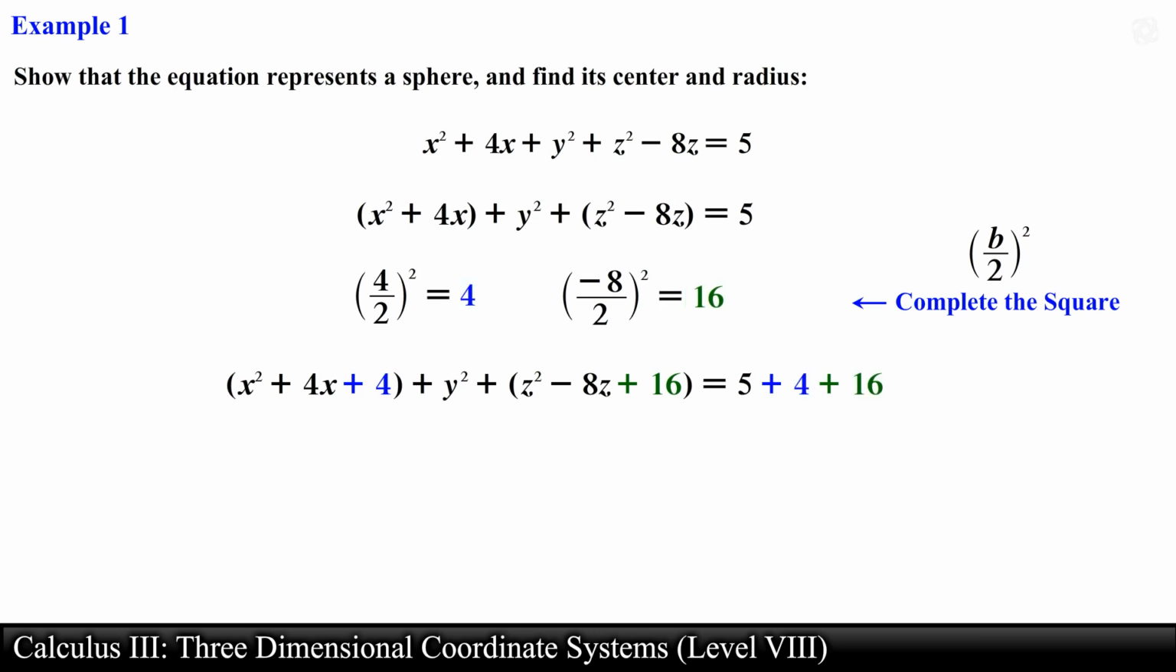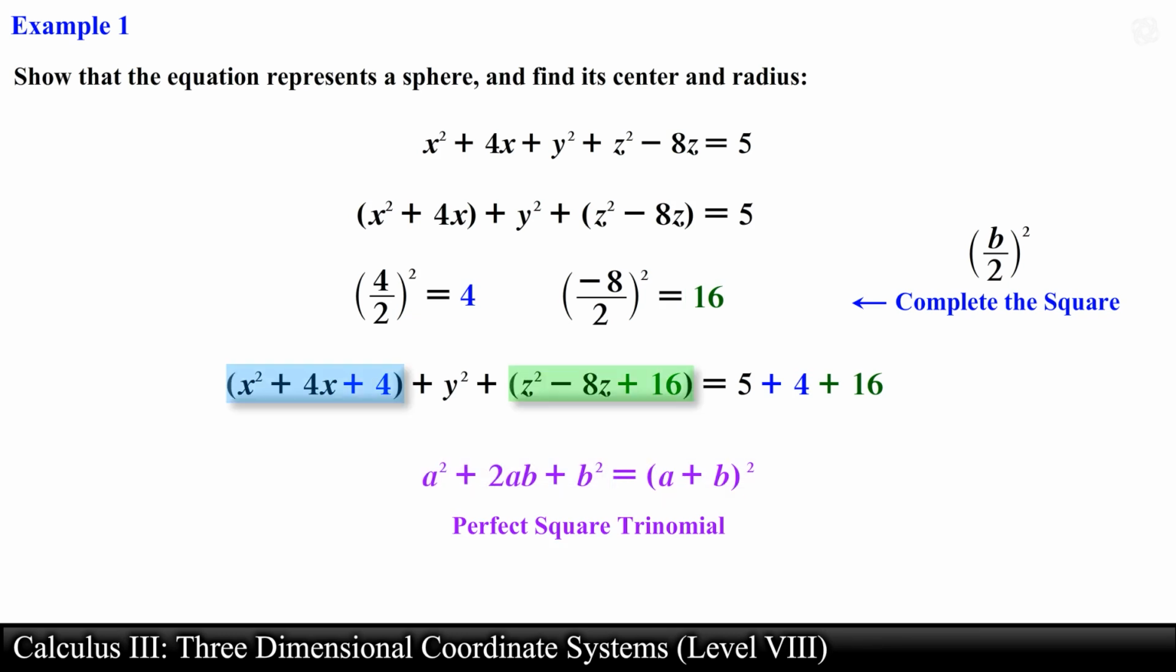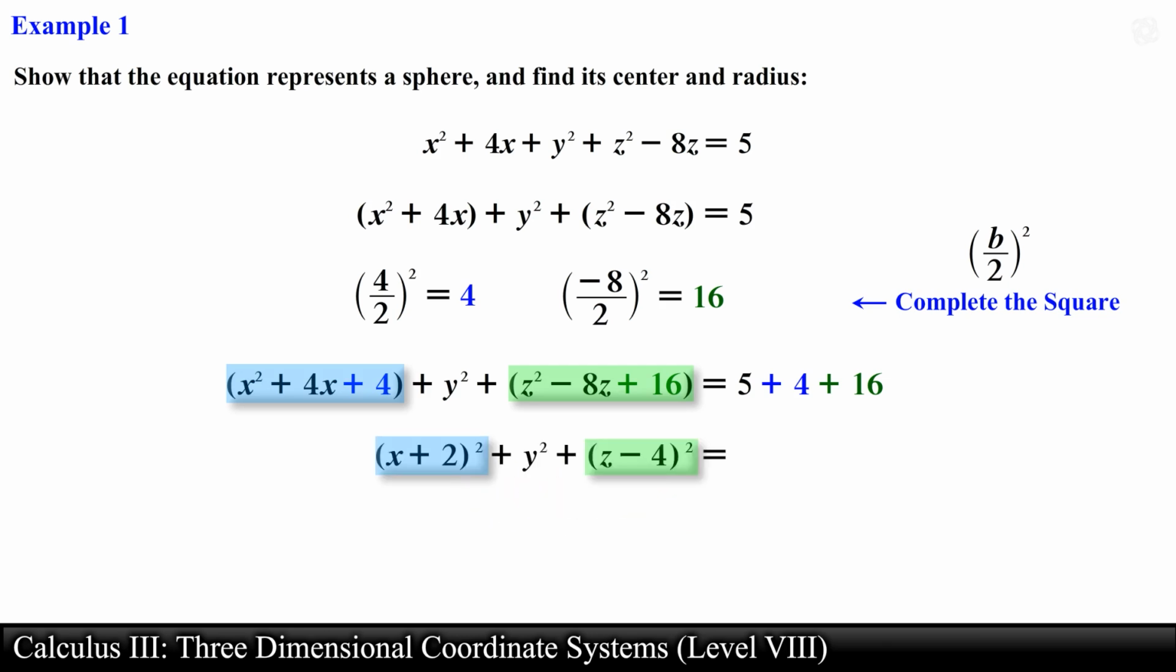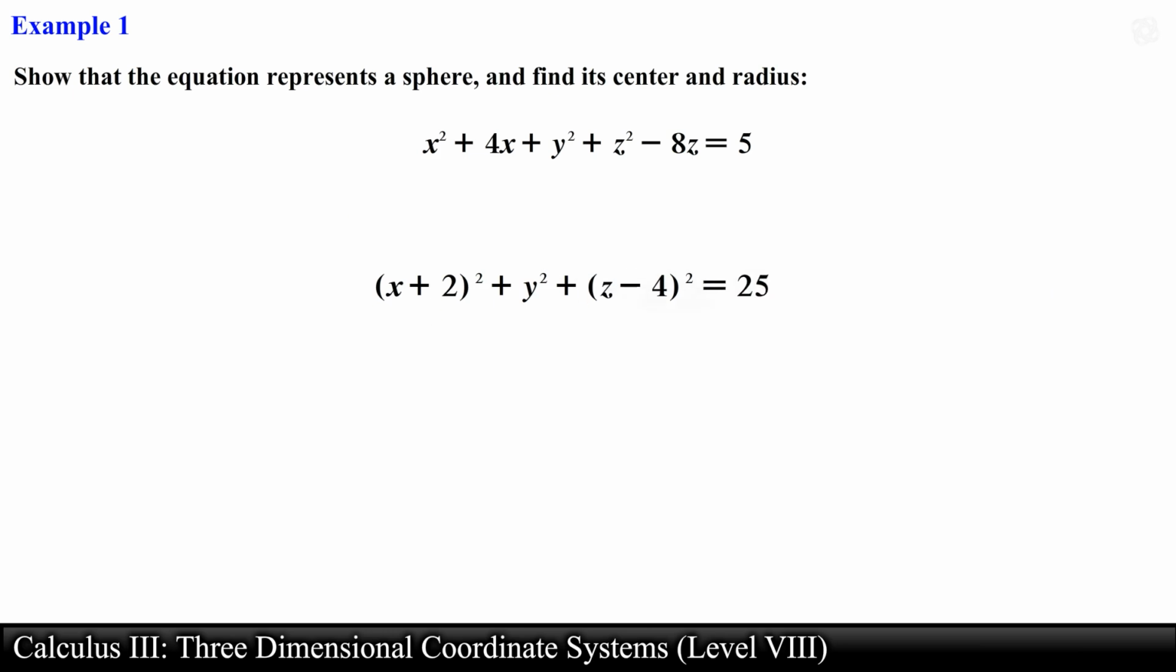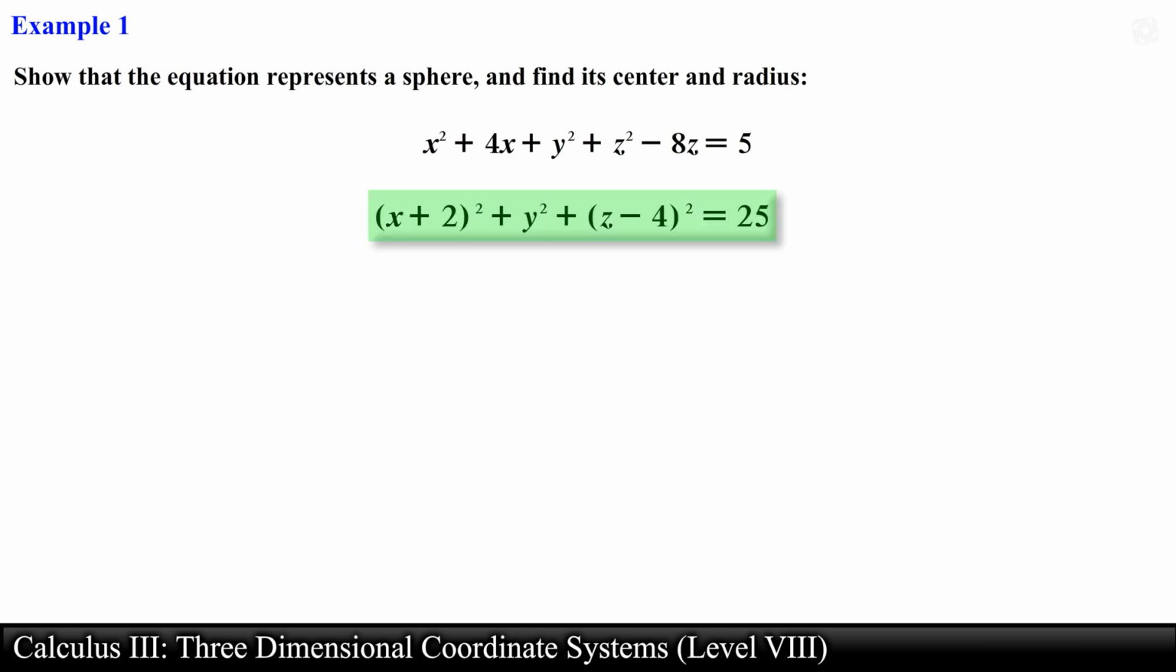The purpose of completing the square is to obtain a perfect square trinomial and factor it as a binomial squared. In this case, each perfect square trinomial factors into the following binomials. Notice that the term that is added or subtracted in the binomial is actually the square root of the constant term we added. We also keep the sign of the linear term. Finally, we simplify the right side of the equation, obtaining the standard equation of a sphere, which is equal to the quantity x plus 2 squared plus y squared plus the quantity z minus 4 squared equals 25.